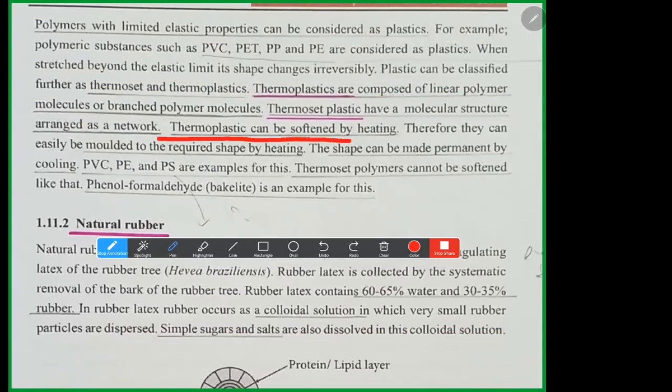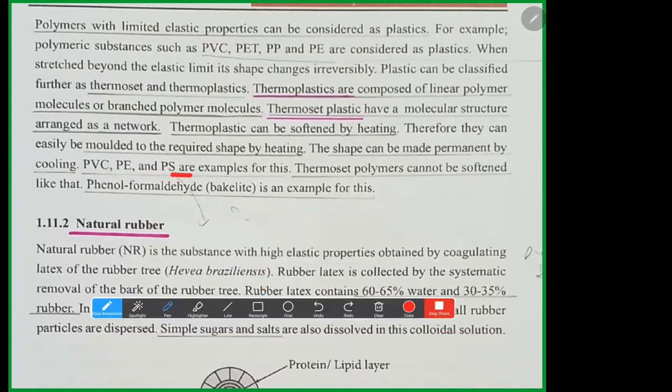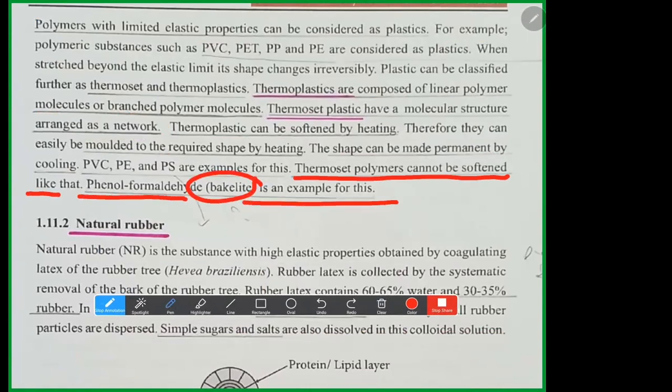Thermoplastics can be softened by heating. Therefore, they can easily be molded to the required shape by heating. The shape can be made permanent by cooling. PVC, PE, and PS (polystyrene) are examples of this. But thermoset polymers, which have this network structure, cannot be softened like that. Phenol formaldehyde, or bakelite, is an example of that.